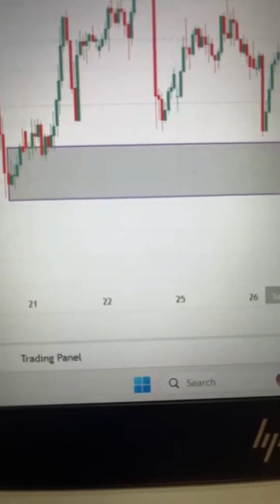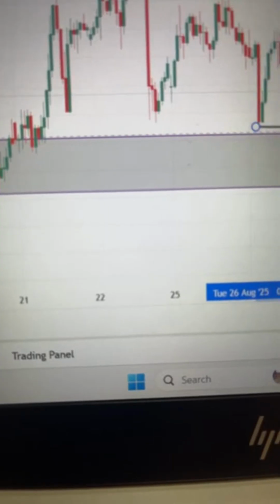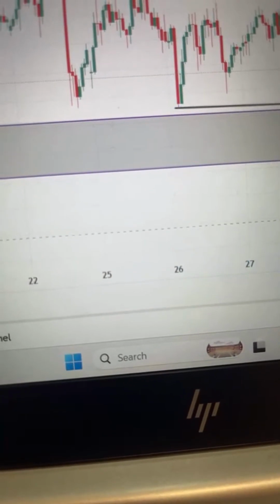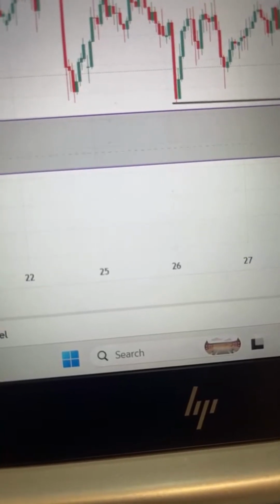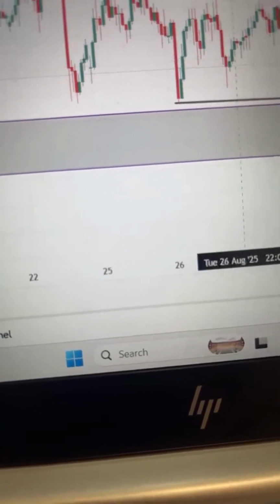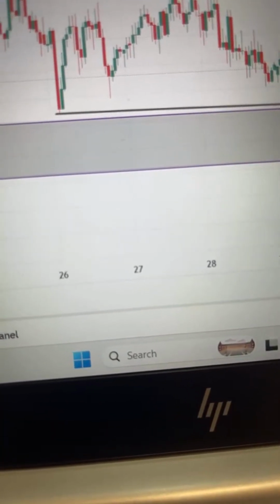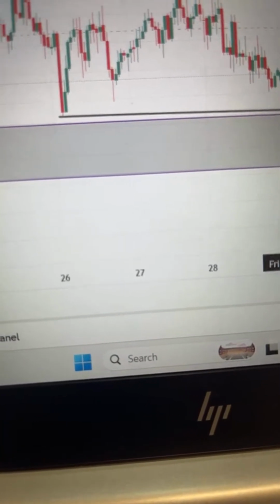Then as you see, it tapped again. So this is the sweep of the liquidity that I was saying that it should have. This is the sweep of our liquidity. As you see, it tapped into the order block. So now we are looking for buys. And what are you targeting? You are targeting this zone here. So our target is this.